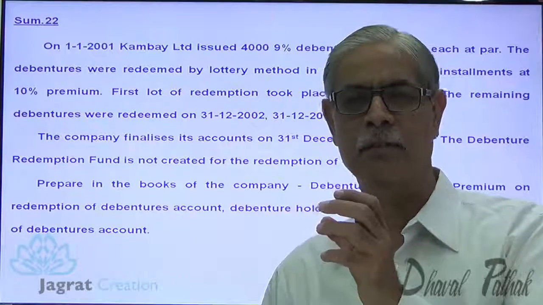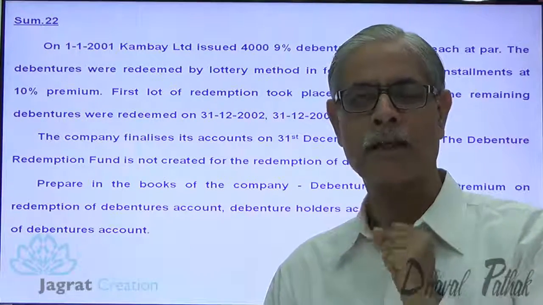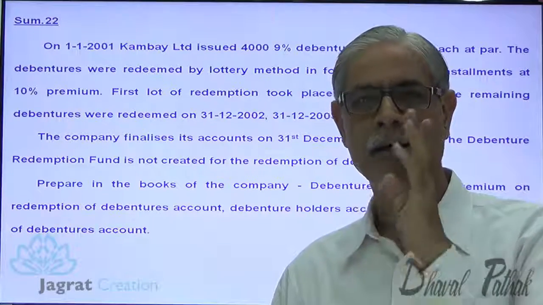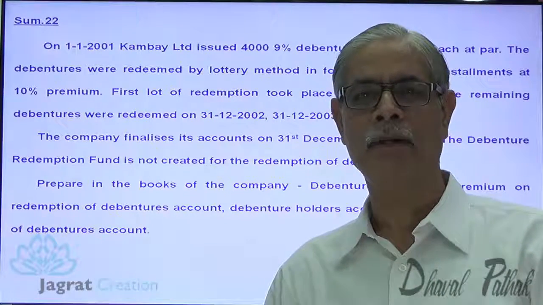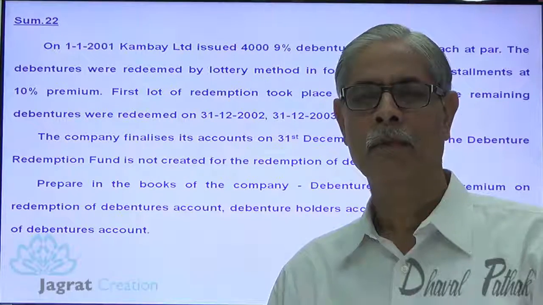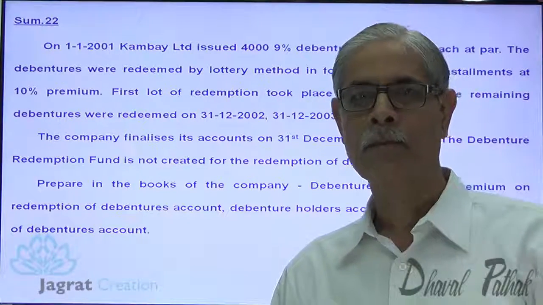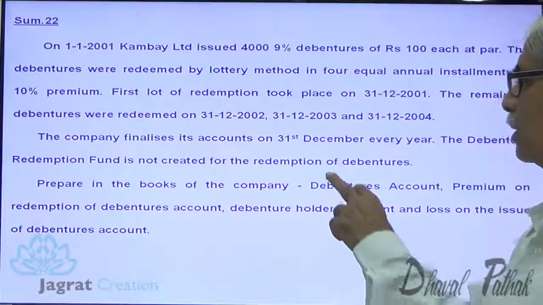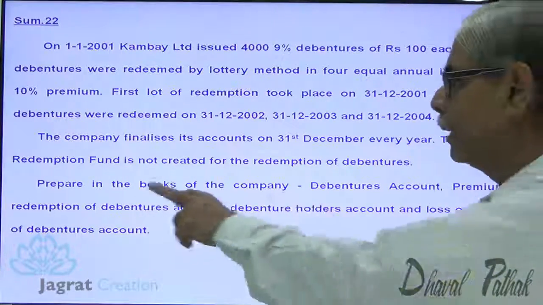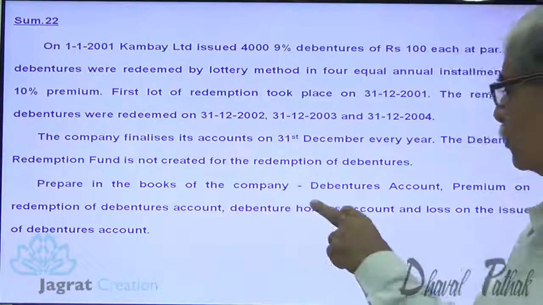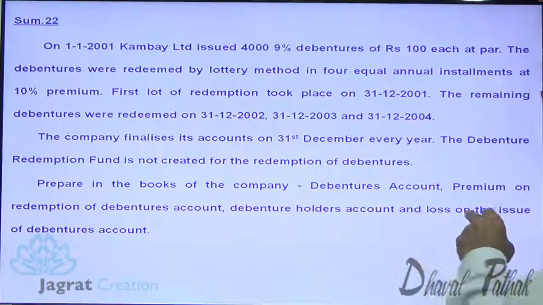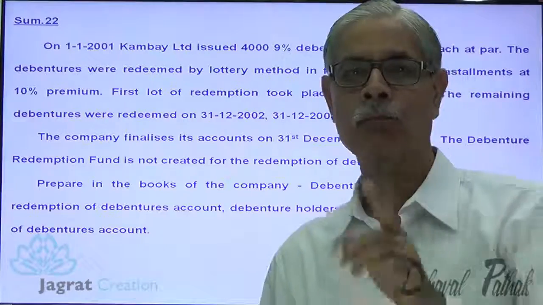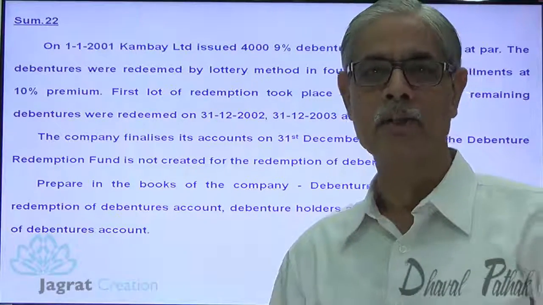While solving the sum, not only will I prepare ledger accounts, but I will write down journal entries also for better understanding. Now let us start. But before we start, how many accounts are we required to prepare? 1. Debenture account, premium on redemption of debentures account, debenture holders account, and loss on issue of debentures account. So the loss on issue of debenture account is to be prepared.